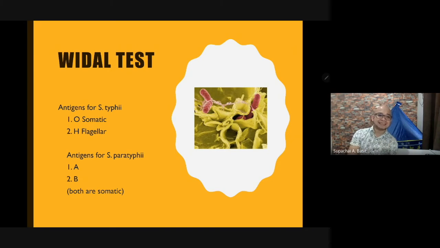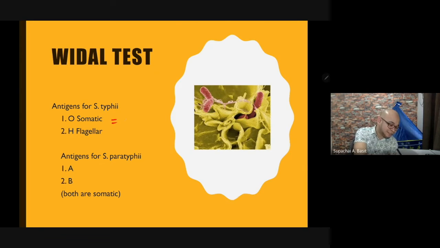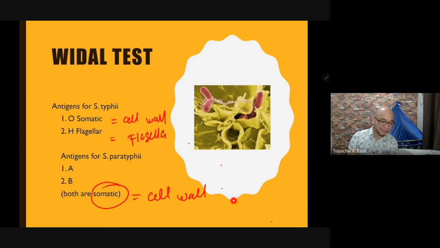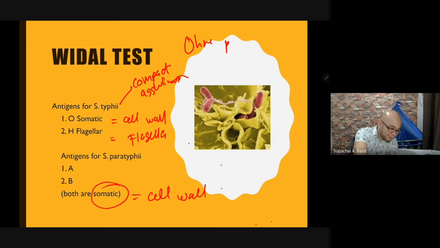So the antigens for the Widal test are the O antigen, or somatic antigen, which is derived from the cell wall, and the H antigen, which is a flagellar antigen. So obviously, it is derived from the flagella. And the A and B antigens are the antigens for Salmonella paratyphi. Both of them are somatic. Therefore, both of them are derived from the cell wall. Somatic antigen is characterized by compact agglutination. And the reason why we call it O is because of the "O no" phenomenon.